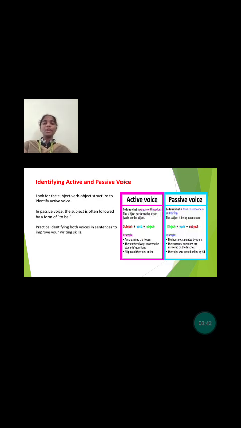Identifying active and passive voice. Look for the subject, verb, object structure to identify the active voice. In passive voice, the object is often followed by a form of to be. Practice identifying both voices in sentences to improve your writing skills.